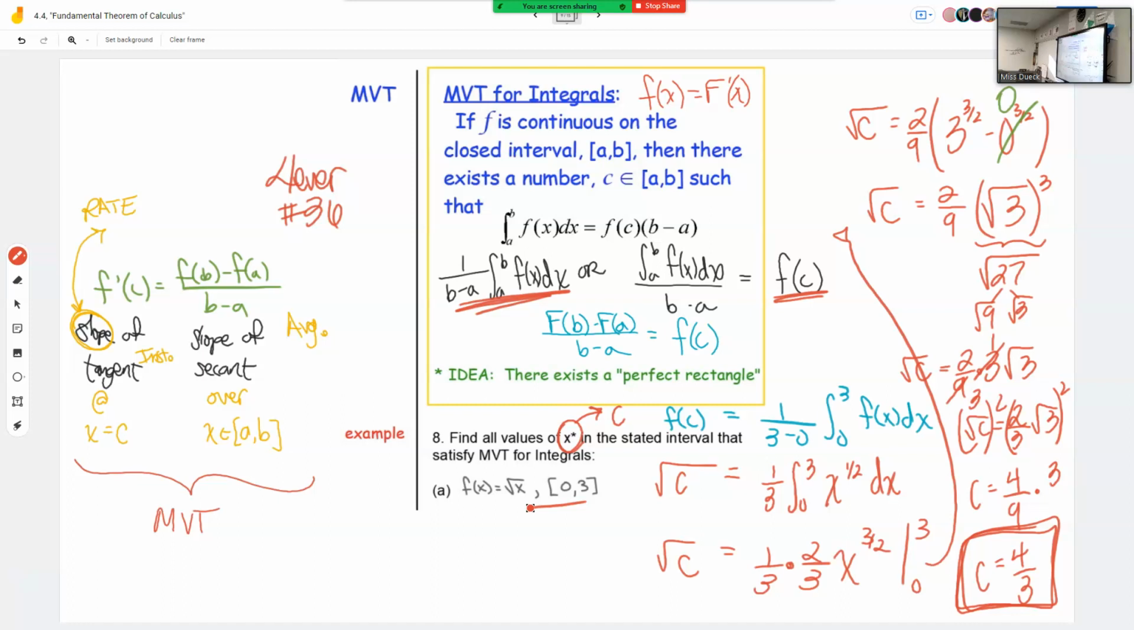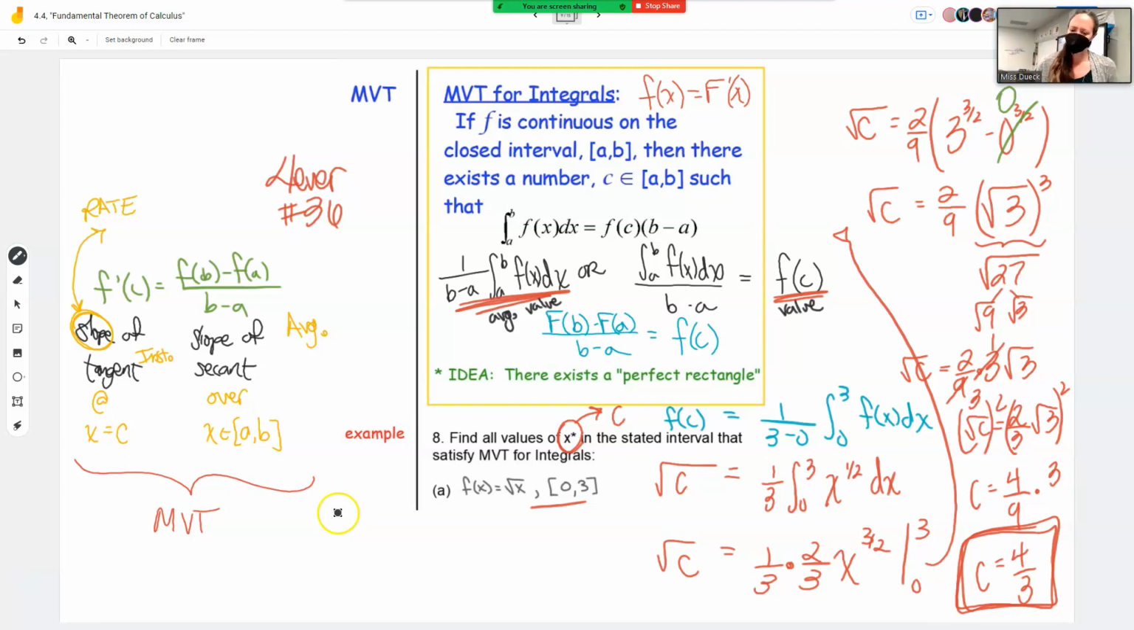But once again, I was looking into that blue formula and solving, and that blue formula says, find where the value equals the average value. This is average, but this isn't average rate, it's average value. Still MVT, just MVT with like an integral. And this brings us to the end of section 4.4.